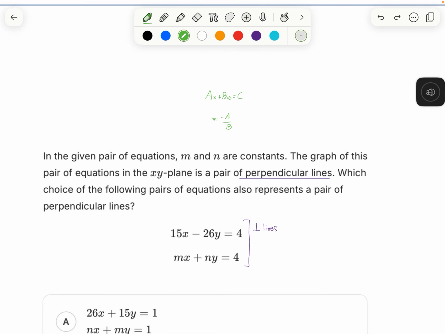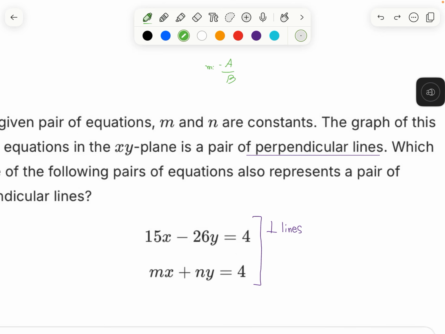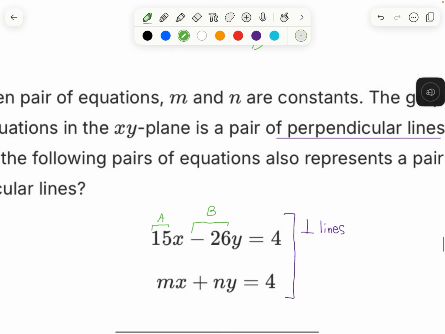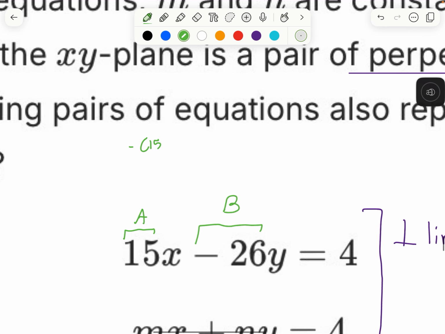Why is that important? Because instead of having to solve each one and put it in slope-intercept form, like y equals mx plus b, it's easier just to use that formula. So what is the slope of this first linear equation? If you do negative A over B, well, A is 15, B is negative 26. So what's negative A over B? It's going to be negative 15 over negative 26. That's just 15 over 26. So the slope of this first equation is 15 over 26.